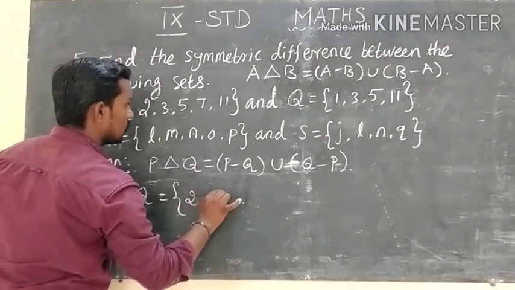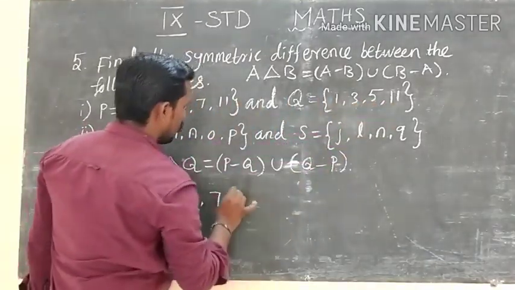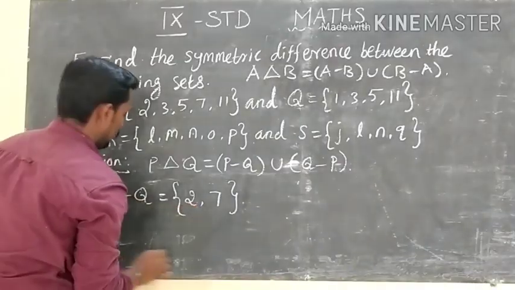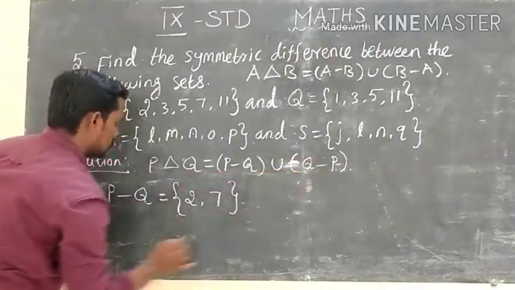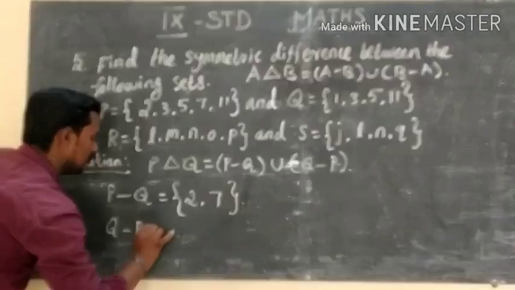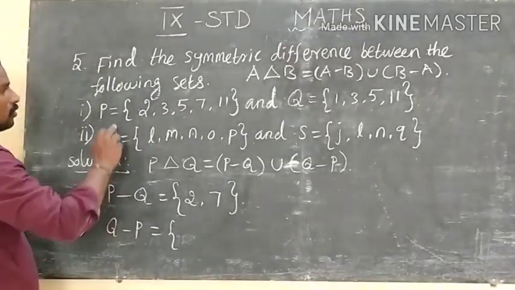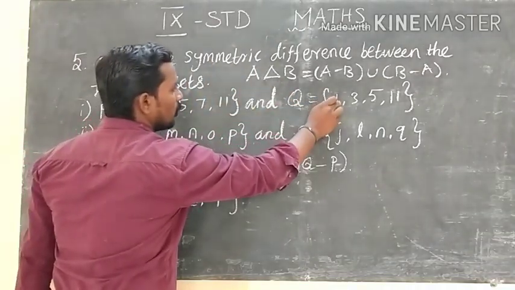Then 7, 11 is omitted. Omitting Q from P, this is the result. Next, we want to find Q difference P. Q difference P is equal to... Now omitting P from Q. Omitting P from Q, now Q is fixed.